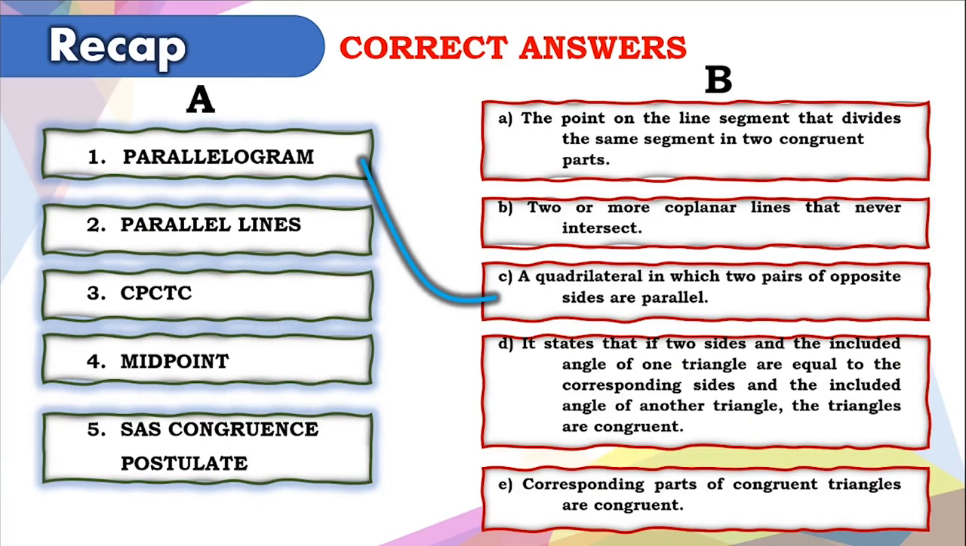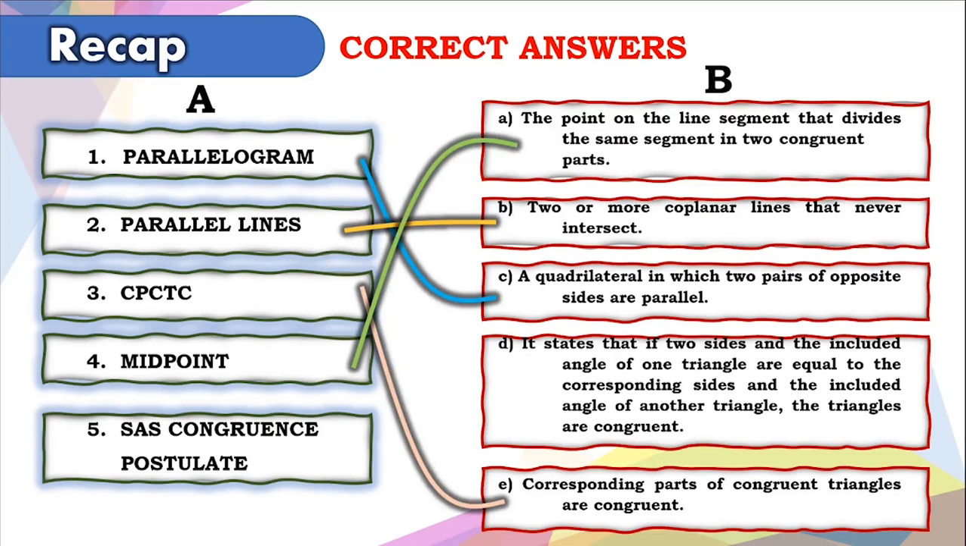Parallelogram is a quadrilateral in which two pairs of opposite sides are parallel. Parallel lines are two or more coplanar lines that never intersect. CPCTC means corresponding parts of congruent triangles are congruent. Midpoint means the point on the line that divides the segment into two congruent parts.